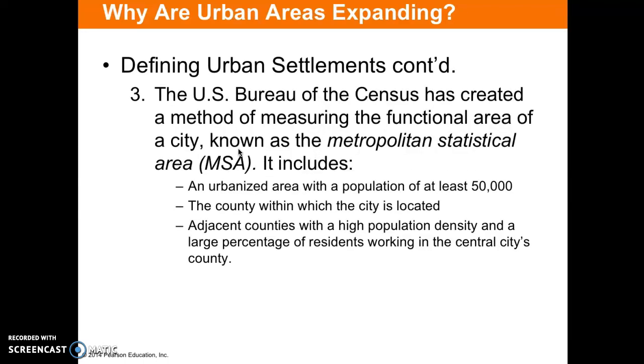The U.S. Bureau of the Census created a method of measuring the functional area of a city, and that's known as the Metropolitan Statistical Area, or the MSA. So it includes the urbanized area, the county within which the city is located, and any adjacent counties with high population density and a large percentage of residents working in the central city's county. So Miami is a central city in Florida. And technically, here in Palm Beach County, we are still part of that metropolitan statistical area. So Miami-Dade County would be included in that, as would Broward and Palm Beach County.